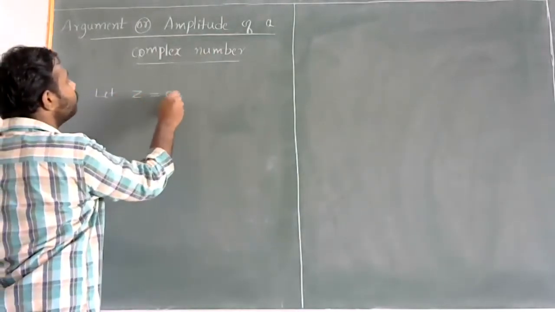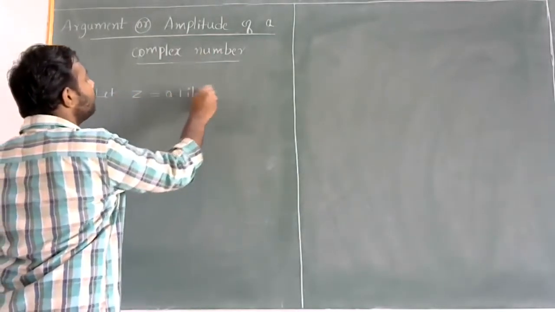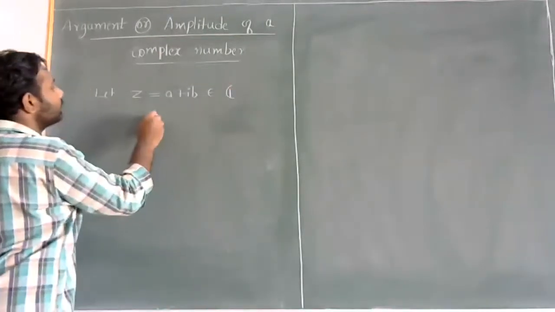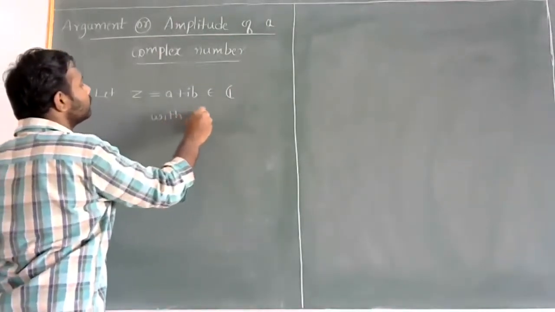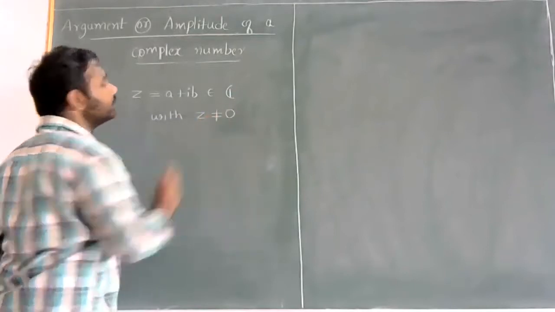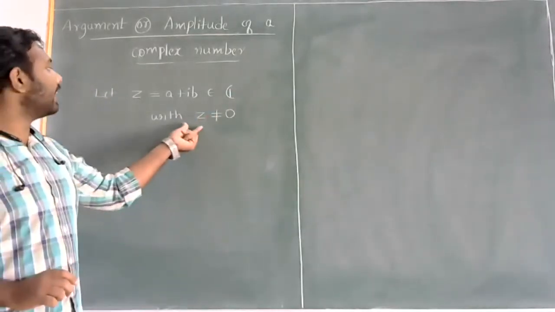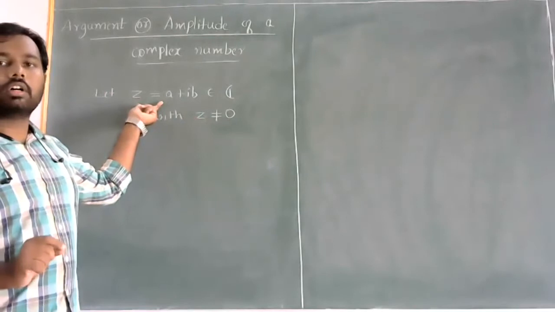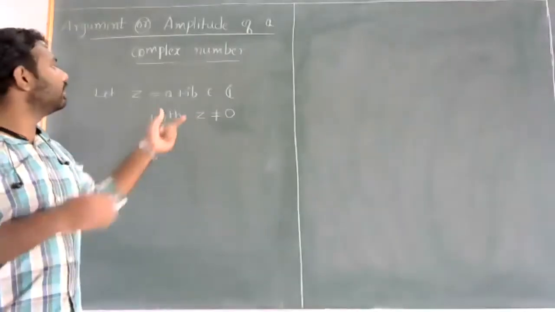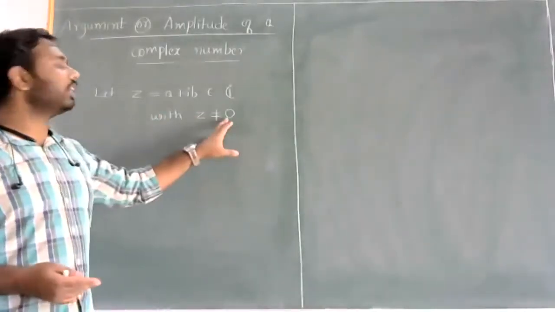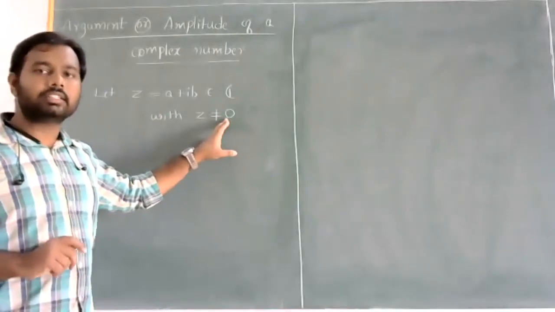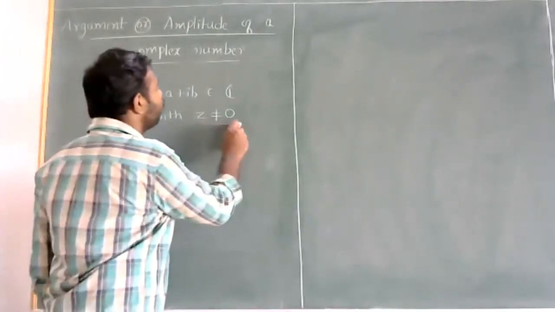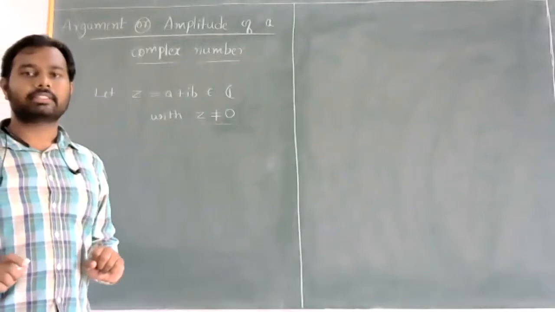Let z equal a plus ib be any complex number with z not equal to 0. That means I am starting with a non-zero complex number, a complex number other than 0. I'll tell why we are starting with a non-zero complex number.